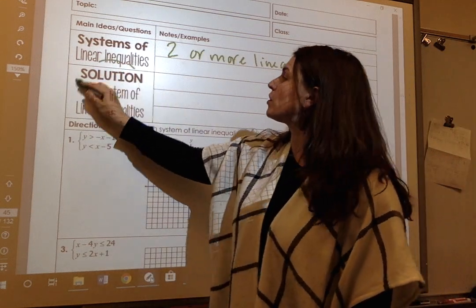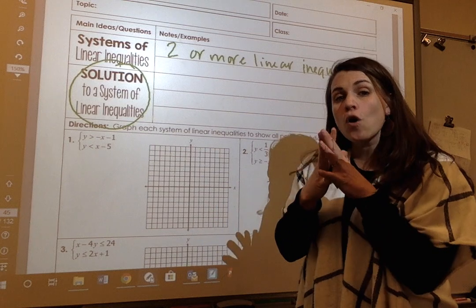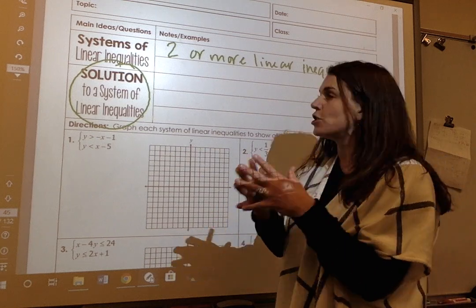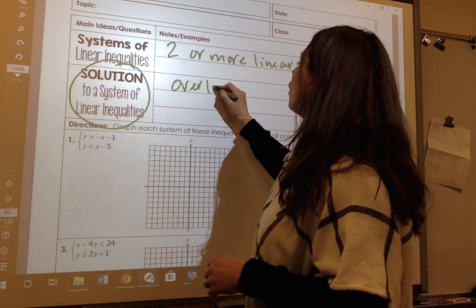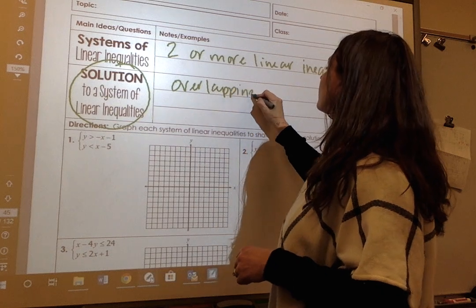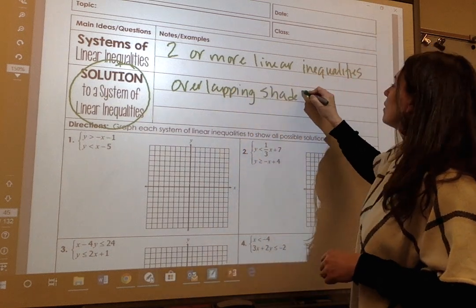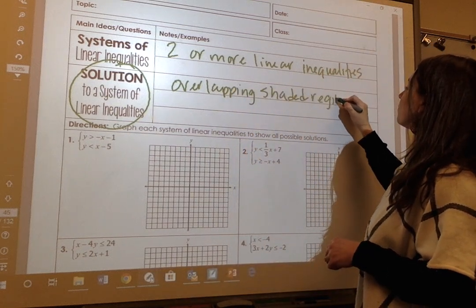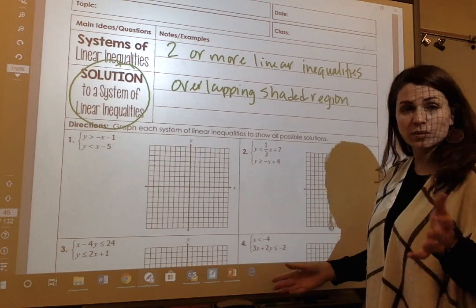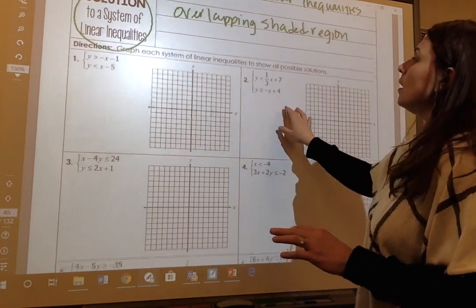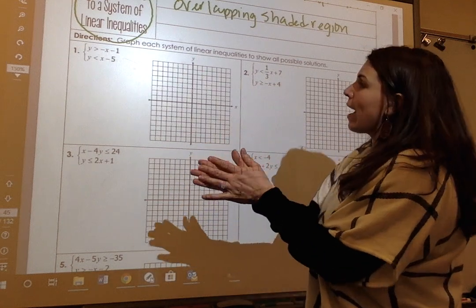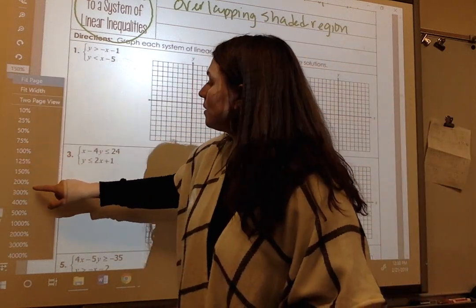And how do you find the solution? It is the overlapping shaded region. So what does that mean? Well, we know now how to graph a linear inequality, and so we're going to do that.